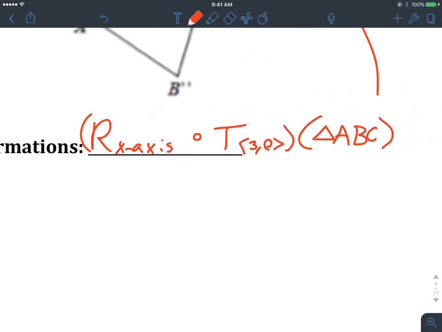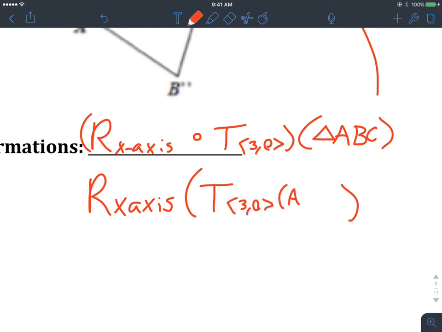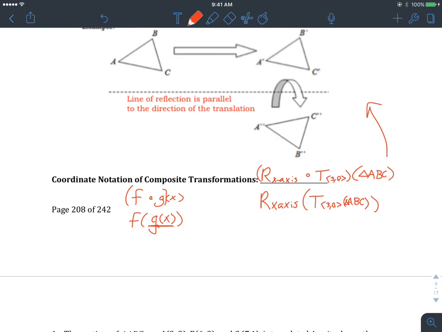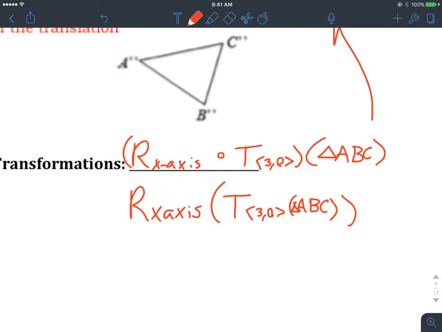So if you want to rewrite it this way, we're probably not going to do this a ton, but you do a reflection across the x-axis, but first, I'm going to put parentheses around this. First, we do the translation of right 3 to the triangle ABC. Technically, we need to do that first, and then you do the reflection with the leftover stuff. It's counterintuitive. We read from left to right, so we think reflection and then translation. This actually means take ABC, do your translation first, and then reflect across your x-axis.